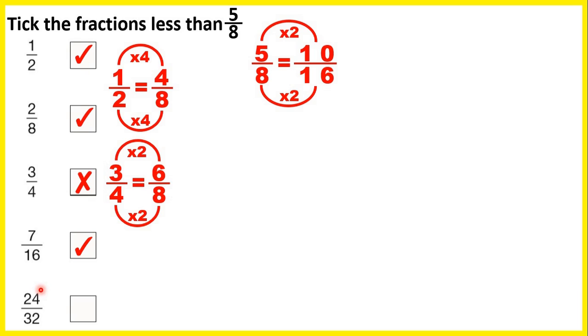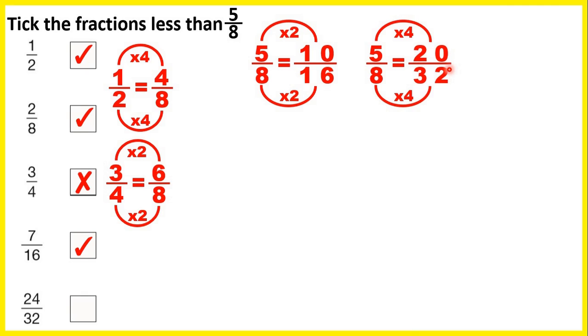And finally, we have 24/32, so we can find a fraction equivalent to 5/8, which has a denominator of 32, and we can see that that's the same as 20/32. So 24/32 is not less than 20/32, so not less than 5/8.